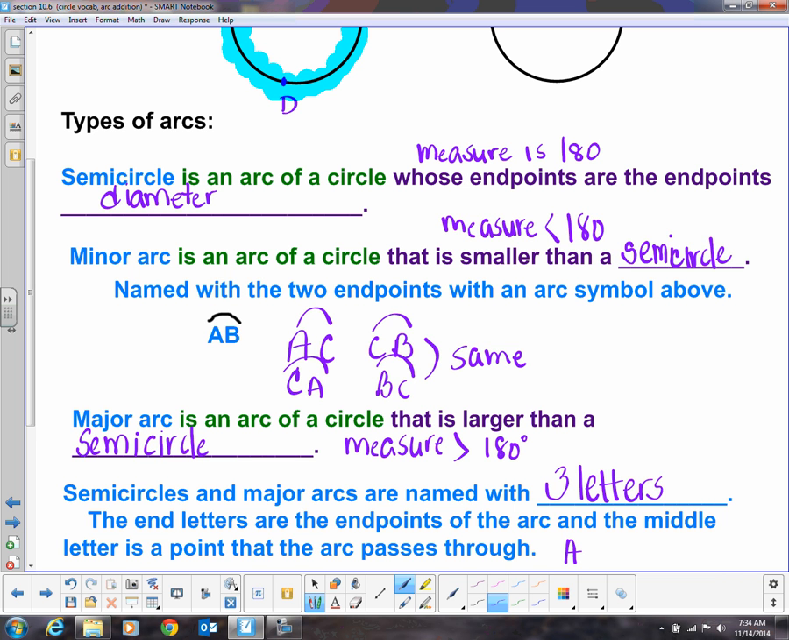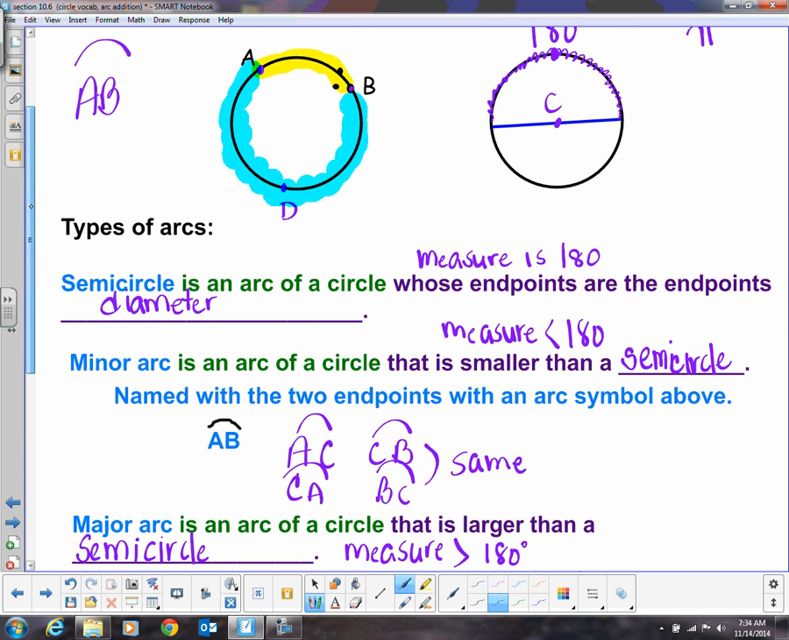So if I use letters A, D, B, then the end letters, meaning A and B, are going to be the endpoints of the arc. The middle letter is a point that the arc will pass through. So you know if you see 3 letters, it's either going to be a semicircle or it's going to be a major arc. So if I remember, I wrote A, D, B. That way you know it's the blue arc, not the yellow arc.